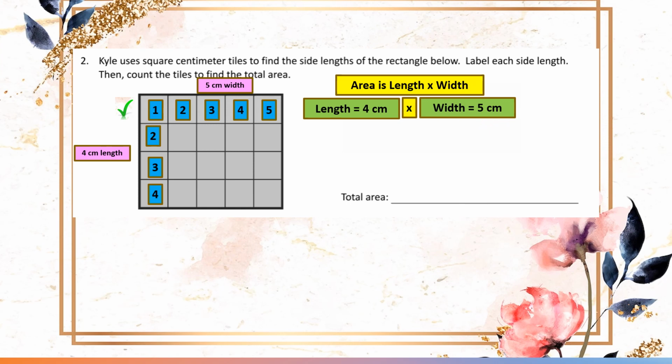So I have my length at 4 centimeters and my width at 5 centimeters. So that means my equation is going to be 4 times 5. And what is 4 times 5? Well, if you said 20, you're absolutely correct. So that means that our total area for this rectangle is 20 centimeters. Now would be a good time to go ahead and pause the video to make sure that you have everything written down on your paper or just to check your work. Make sure that your answer matches mine.